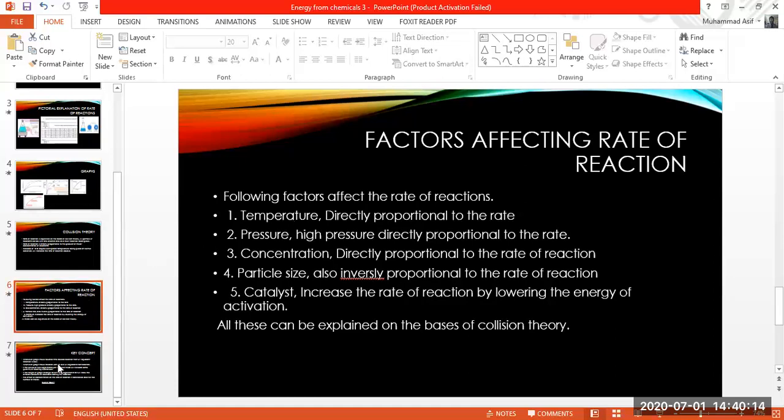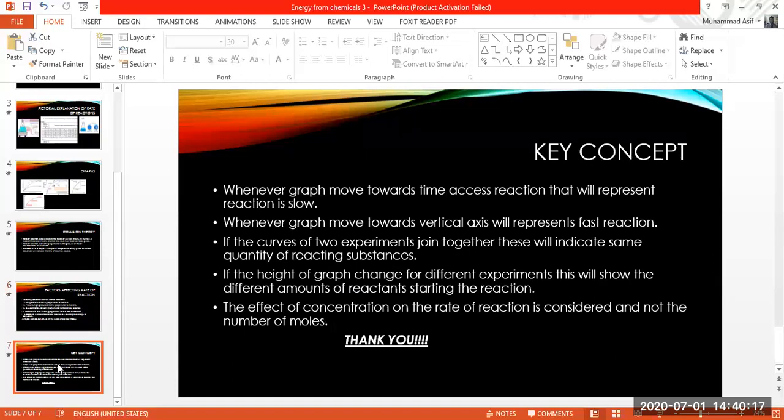Finally, there are some key concepts to remember. These are the most important. Number one, as I have explained already, whenever the graph moves towards the time axis, that represents a slow reaction. The reaction is very slow if the graph is moving towards the time axis. And if the graph is moving towards the vertical axis, this represents a fast reaction.